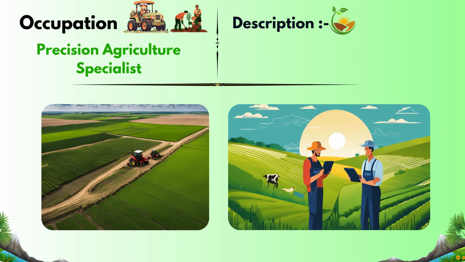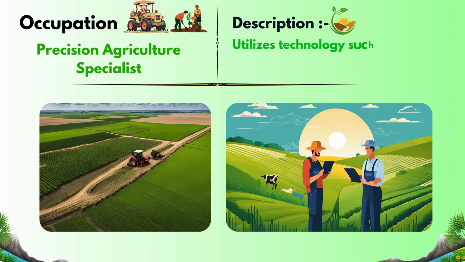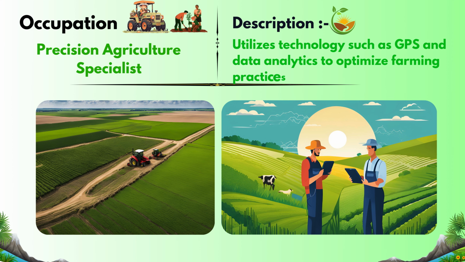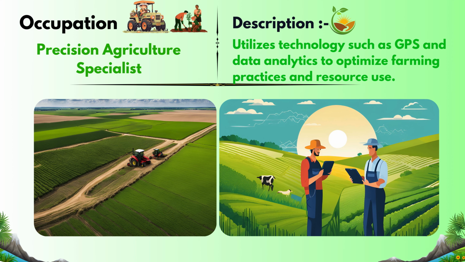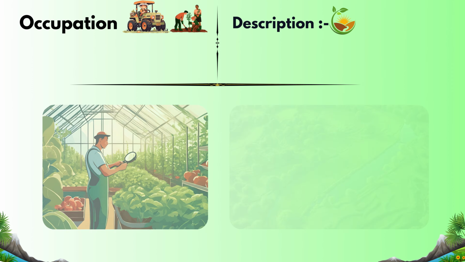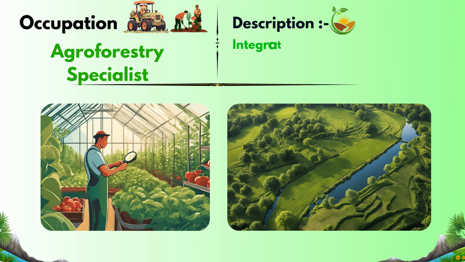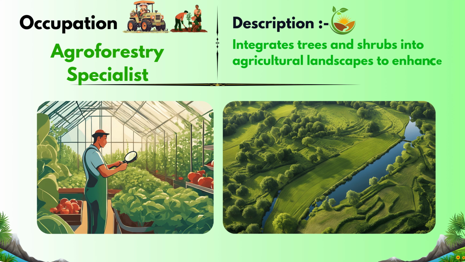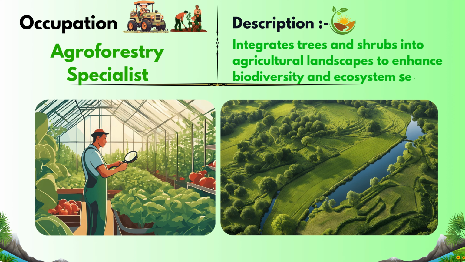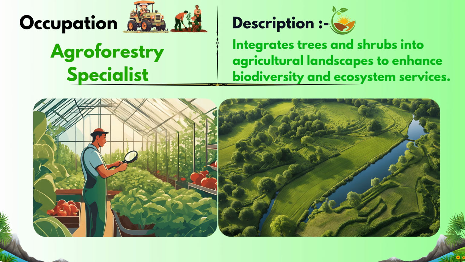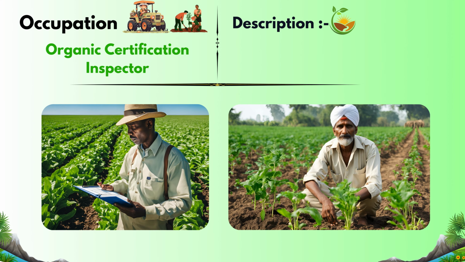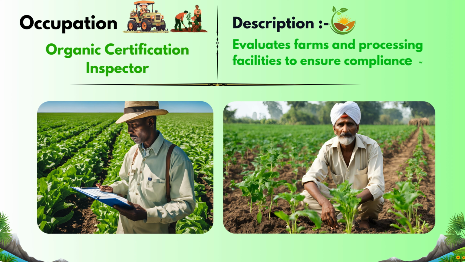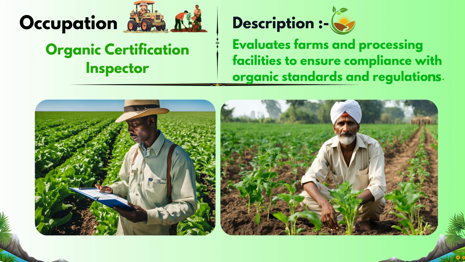Precision agriculture specialist utilizes technology such as GPS and data analytics to optimize farming practices and resource use. Agroforestry specialist integrates trees and shrubs into agricultural landscapes to enhance biodiversity and ecosystem services. Organic certification inspector evaluates farms and processing facilities to ensure compliance with organic standards and regulations.